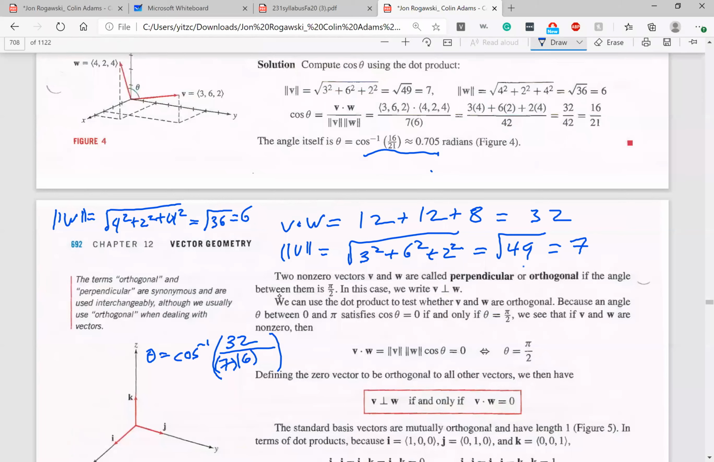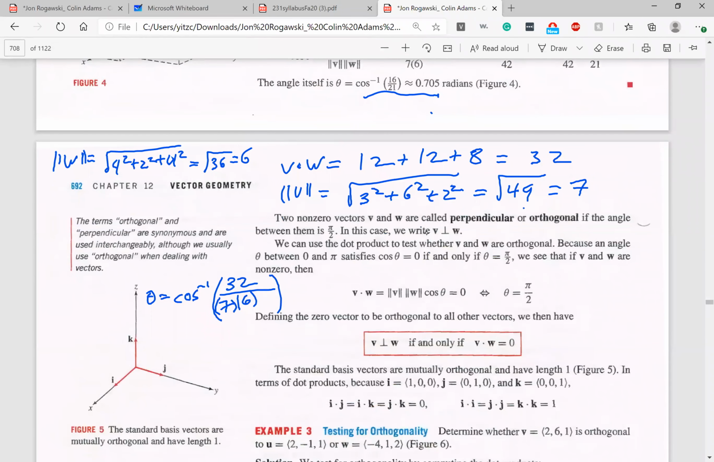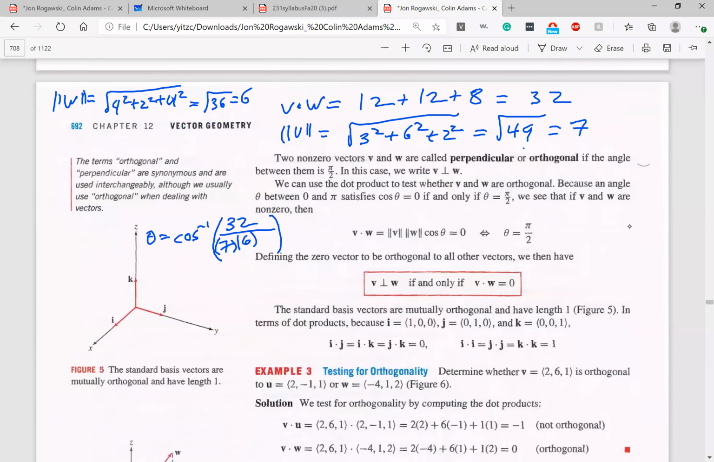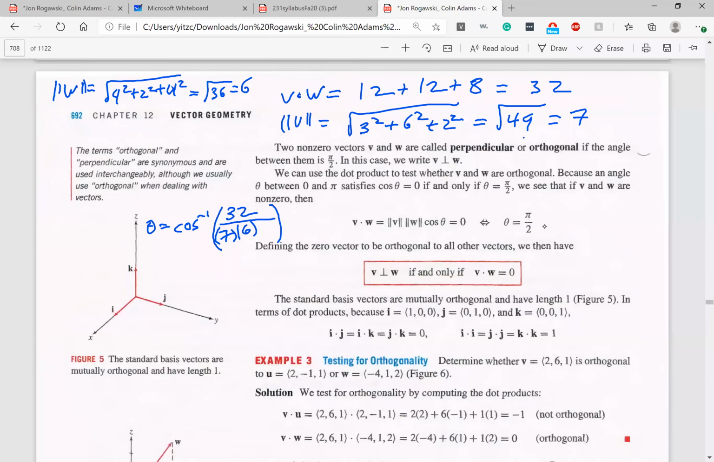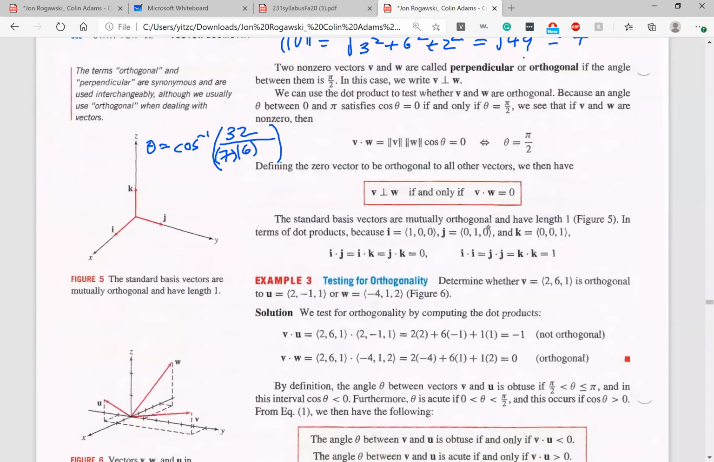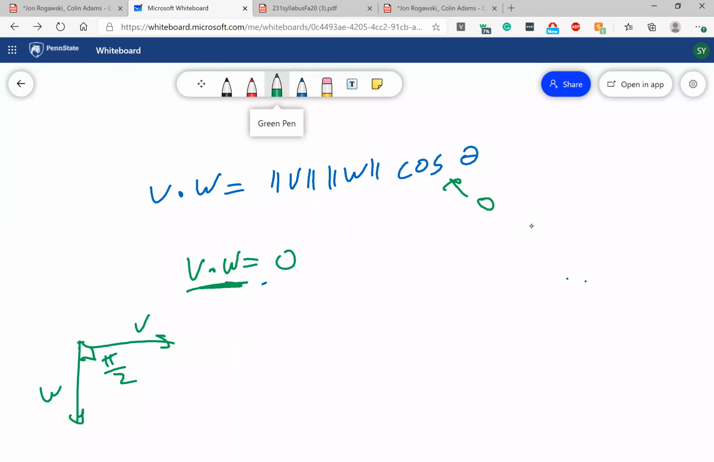So that's what they tell us next, that if you have two vectors, V and W, that are perpendicular or orthogonal, meaning that there's an angle of pi over 2 between them, then V dotted with W is equal to this, which is equal to 0 if my angle is pi over 2. And so these are perpendicular. And so we can do some examples with I, J, and K. I, J, and K are definitely perpendicular to each other.